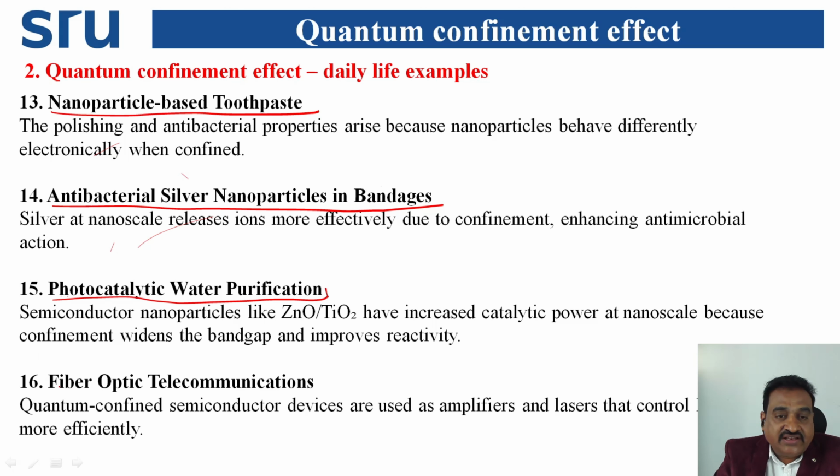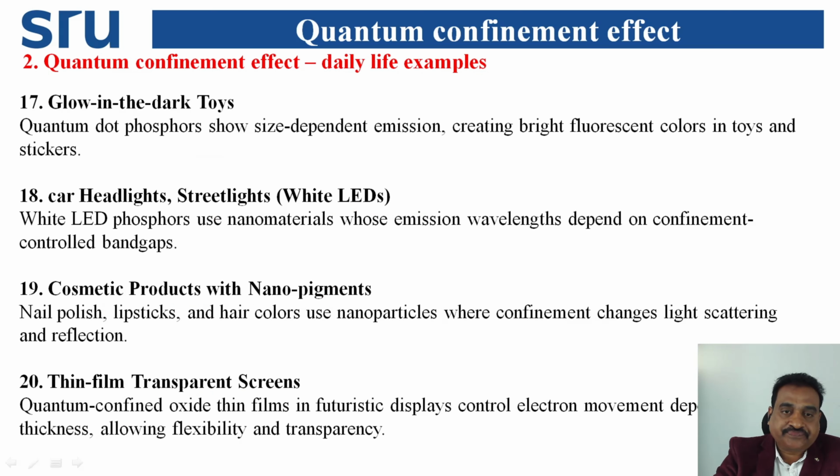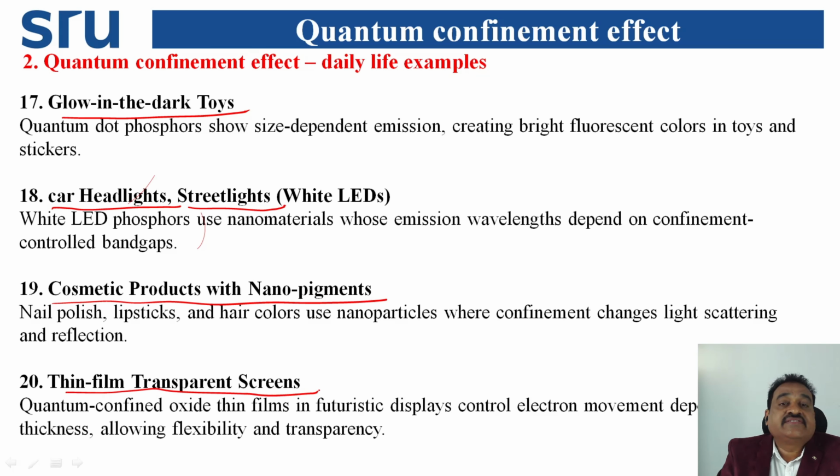So, fiber optical telecommunications. The quantum confinement effect we can observe in semiconductor devices. These are used as amplifiers and lasers that control light signals more efficiently. So you can see here glow in the dark toys, car headlights, street lights, products with nano pigments, thin film, transparent screens. So these are the daily life examples of the quantum confinement effect.